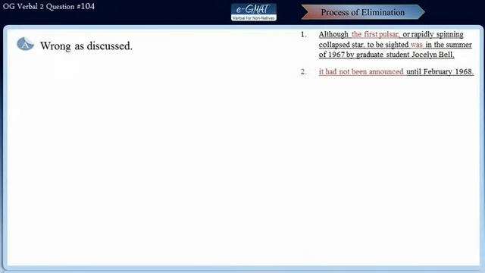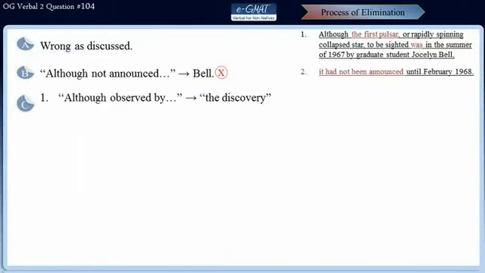Well, choice A does not, as we just discussed. Choice B is also incorrect because here the modifier, although not announced, is modifying Jocelyn Bell, which is incorrect. So this modifier error makes choice B incorrect. Well, choice C also has a modifier error. Although observed by is modifying the discovery, which is incorrect. And this choice repeats the same verb tense error as in choice A. So these mistakes make choice C incorrect.